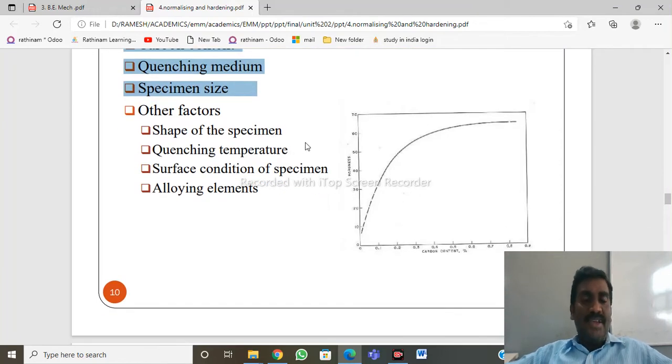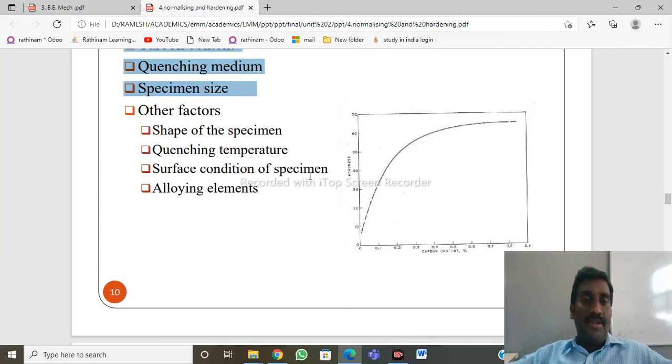Other factors: the shape of the specimen. The shape is most important, because sharp corners should be avoided, as cracks may develop there. And the quenching temperature is most important: how much time to maintain for soaking, how much the temperature should be reduced and to what level, and over what stipulated time. So this should be controlled, and a controlled quenching rate is needed.